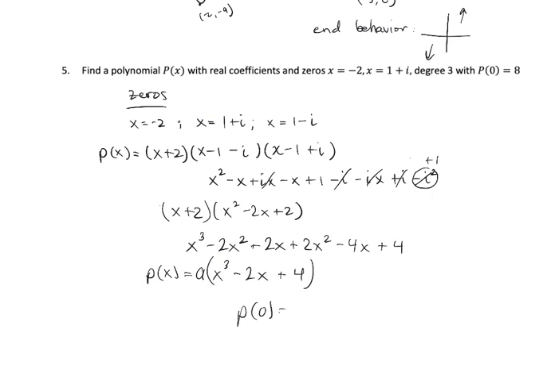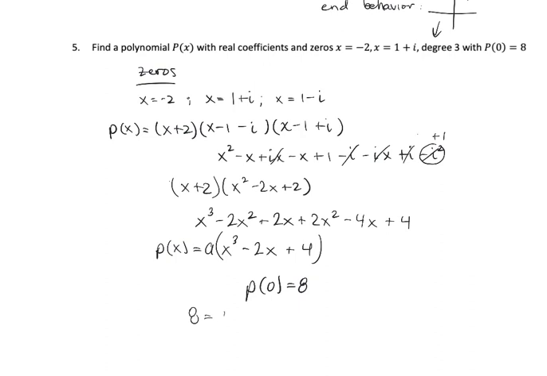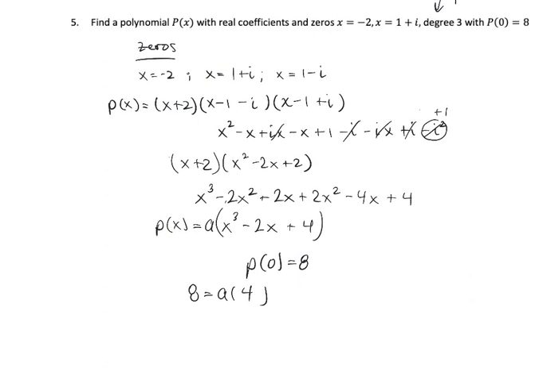So now we use this initial condition that's given. P of 0 has to equal 8. So the 8 is going to replace P of x. The 0 is going to replace all the x variables. A is going to stay a variable. So 8 equals a times 0 minus 0 plus 4, that's 4. So divide both sides by 4, and we get a is equal to 2.